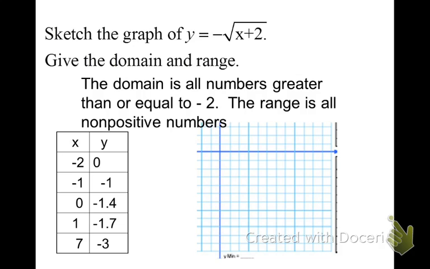The next easy number for me to put in is probably going to be positive 2. When I put positive 2 in for x, I'm going to have 2 plus 2 is equal to 4. Square root of 4 is 2. So when I plug in 2, I get negative 2. So this is what the graph's going to look like.